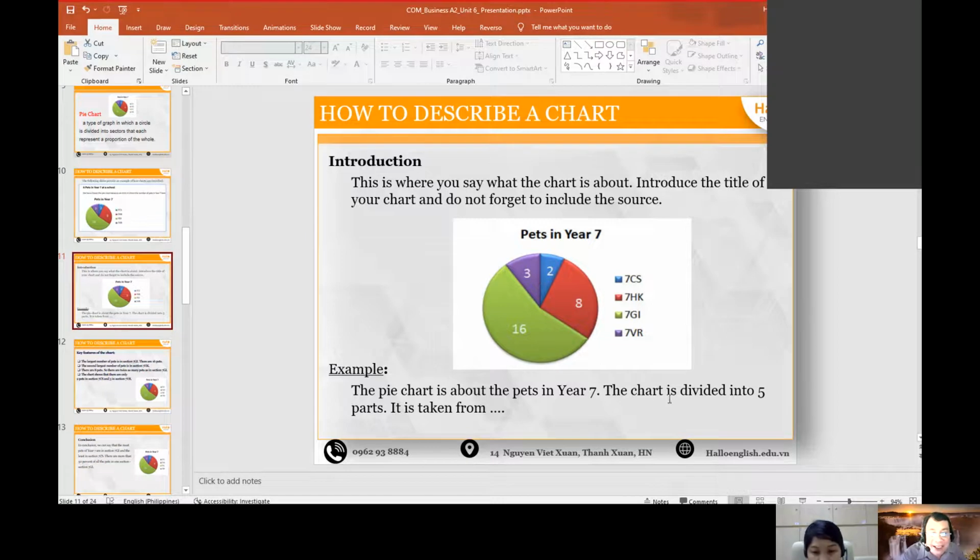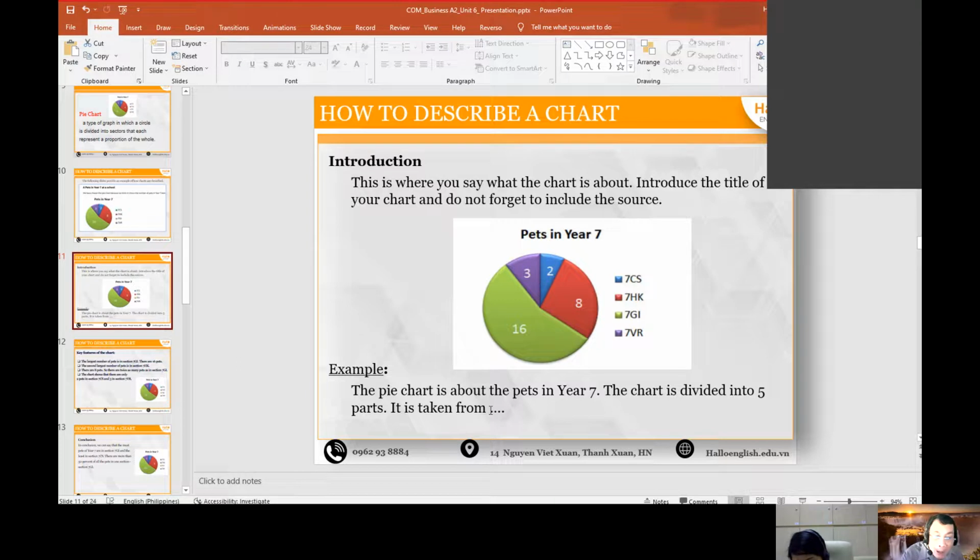Then the chart is divided into 5 parts. So 1, 2, 3, 4, and 5. Okay? No, it's just only 4, right? It's just only 4, not 5. So 1, 2, 3, 4. It was divided in 4 parts.